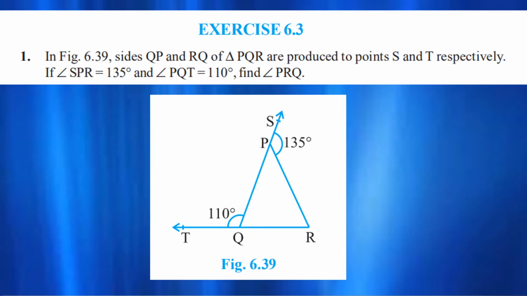It is like this. In figure 6.39, sides QP and RQ of a triangle PQR are produced to points S and T respectively. If angle SPR is equal to 135 degrees and angle PQT is equal to 110 degrees, find angle PRQ.